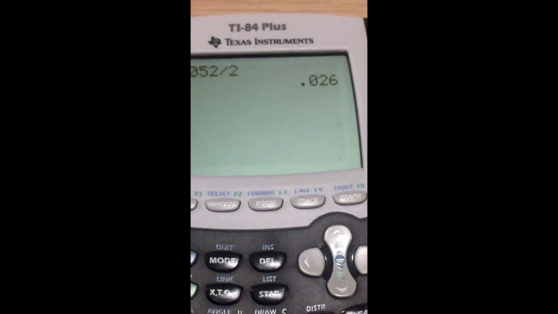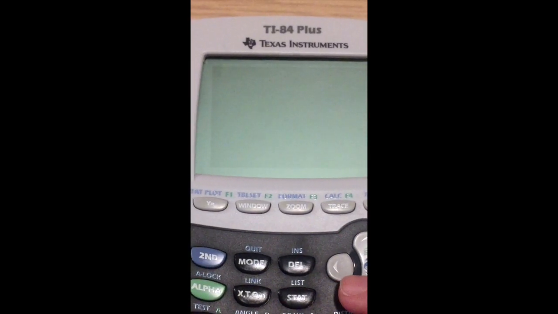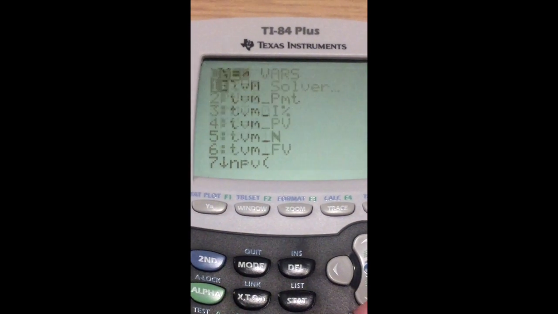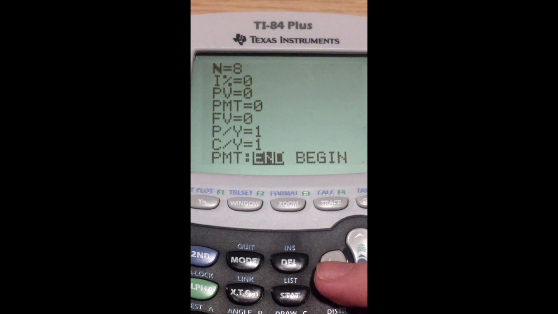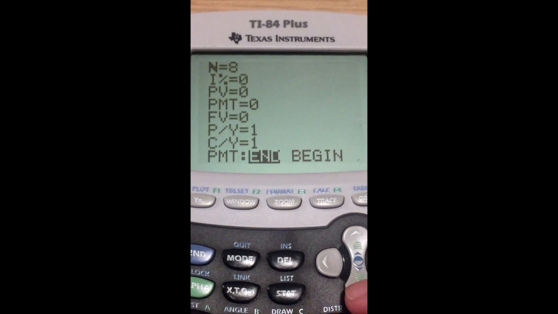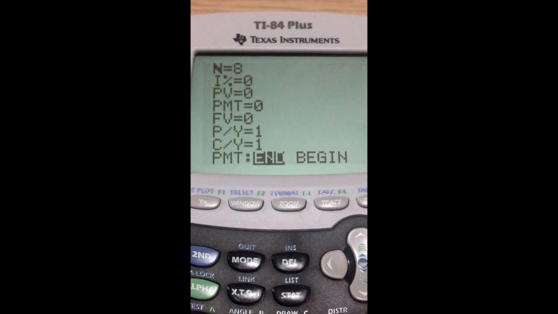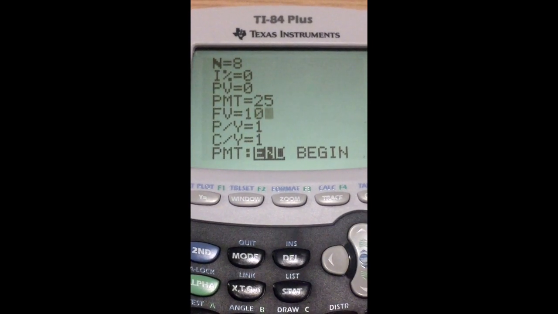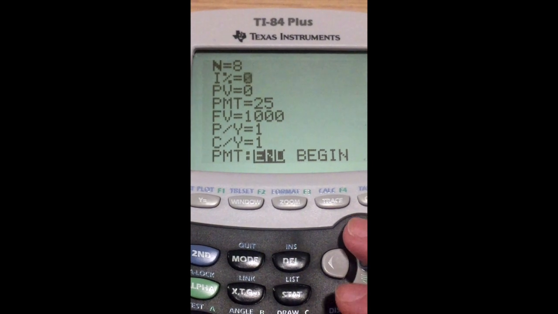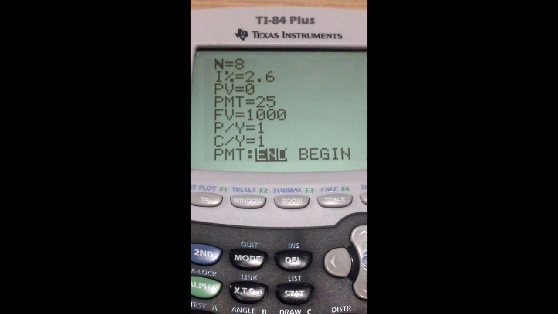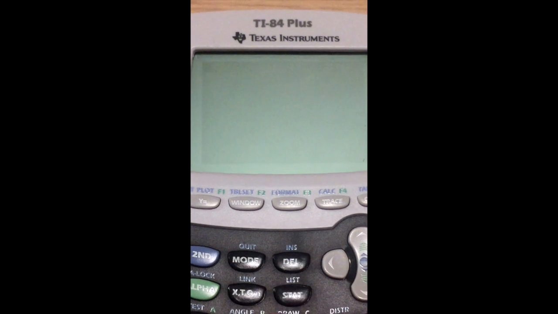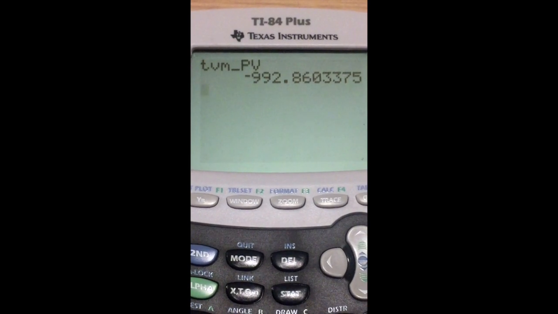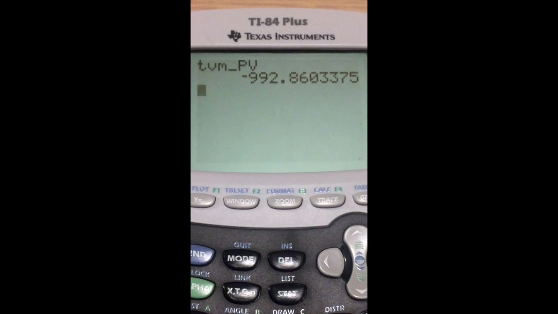Perfect. Financial calculators were built specifically for problems like this. On the calculator, n equals 8 because there are 8 payments. Payment is 25. Future value is 1,000. And interest per year is 2.6. Now solve present value. Perfect. That's how you solve present value for a bond.